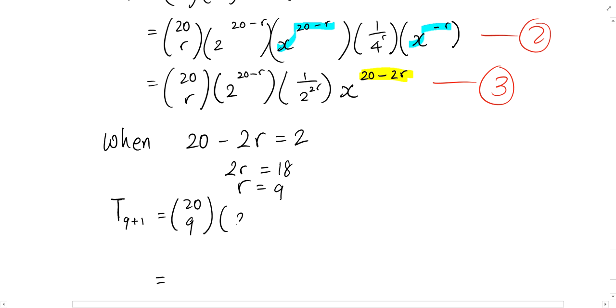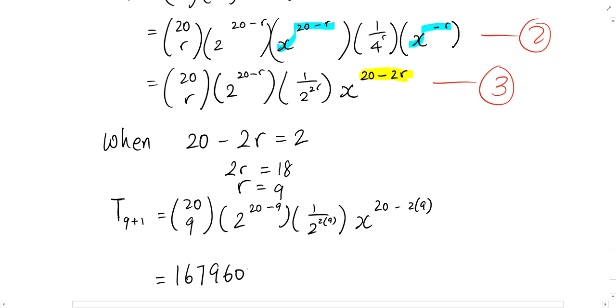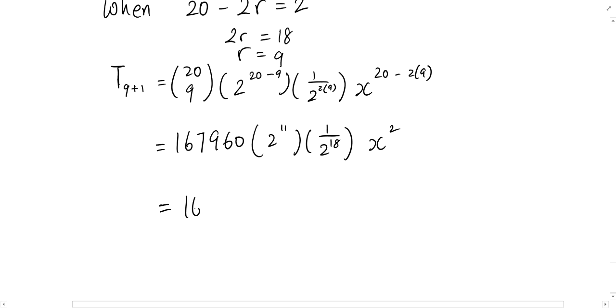Then I've got 2 to the power of 20 minus 9, 1 over 2 to the power of 2 times 9, x to the power of 20 minus 2 times 9. 20 choose 9, how much is that? 167960. 2 to the power of 20 minus 9 is 2 to the power 11, as well as 1 over 2 power 18. So x to the power of 20 minus 18, of course, it's the square. So 167960, 2 to the power of negative 7, x squared.